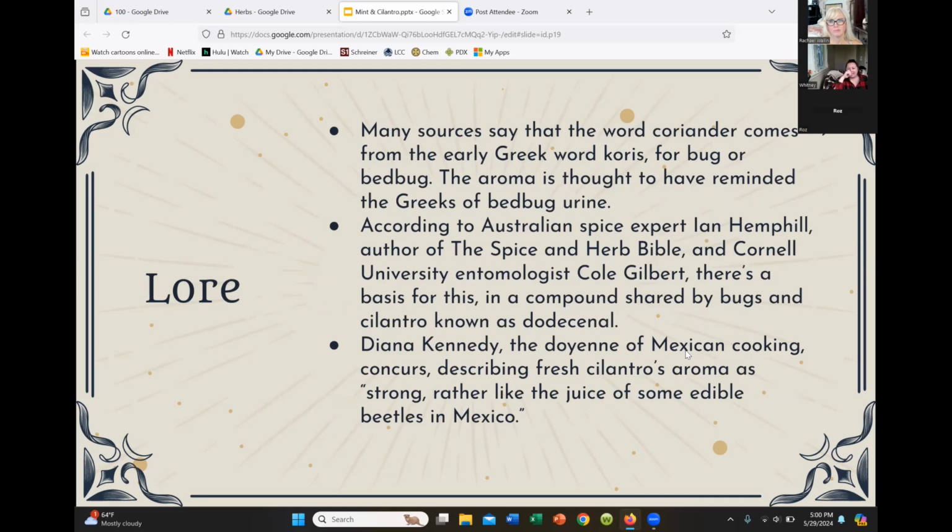So a lot of sources say that the word coriander comes from the Greek word choris, which means bug, or specifically bed bug. And a lot of the ancient people say that it smells like bed bug urine. I don't know what bed bug urine smells like, but I hope it does not smell like cilantro.